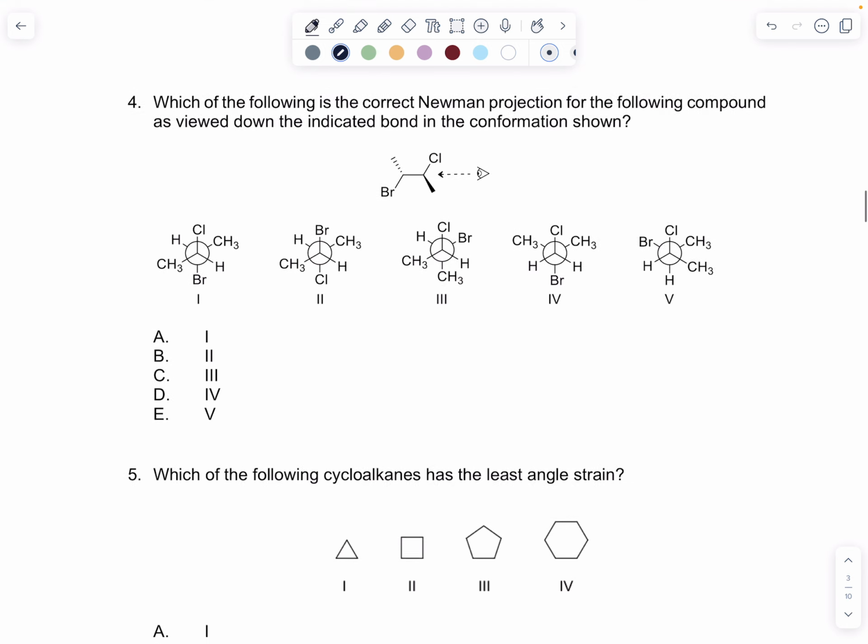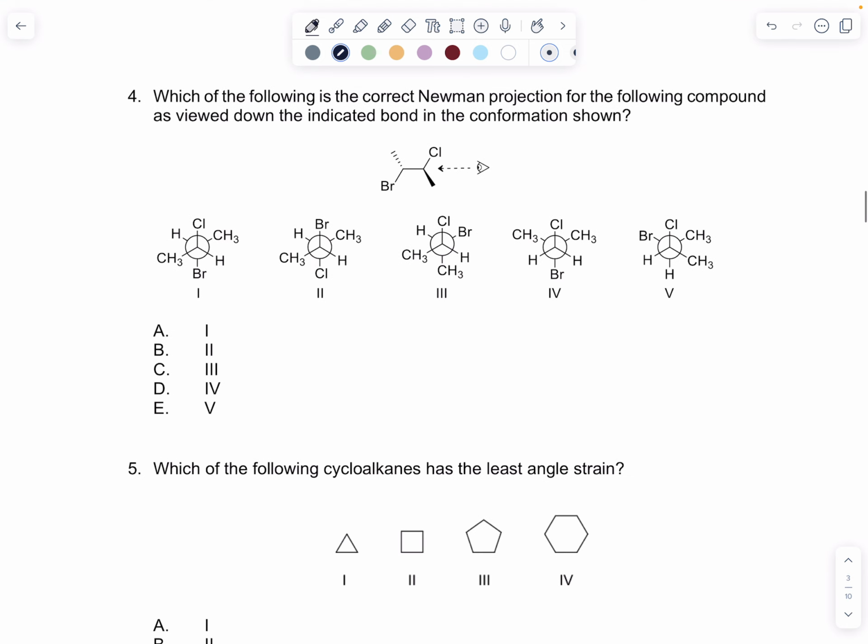Next question, which of the following is the correct Newman projection for the following compound as viewed from the indicated bond from the conformation shown? So I like to draw in my implied hydrogens. So for me, I can see this chlorine going up, the CH3 going here, and the hydrogen going here. And then in the back, I have the CH3 going into the plane of the page. So the hydrogen, the implied hydrogen, is a wedge right here. And so that's up and to the left, and then the bromine is straight down.